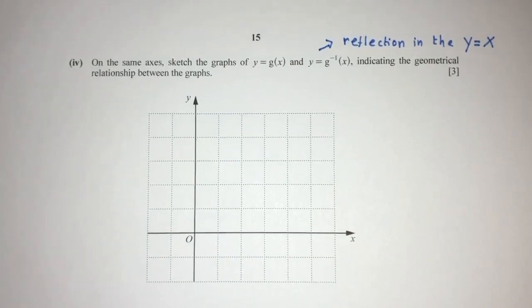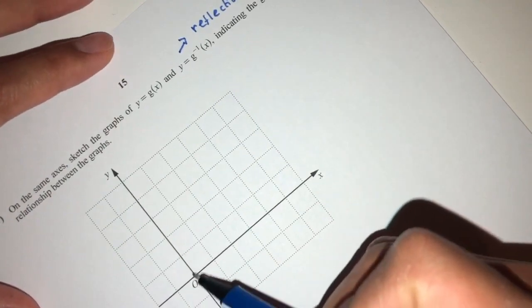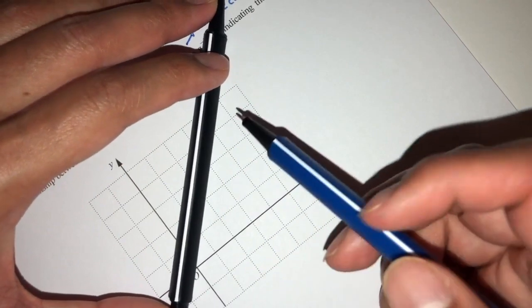But let me first show the line y equal to x. It will be a line going in between those two, so it should be this one. I don't have a ruler, but it's always best to use one.